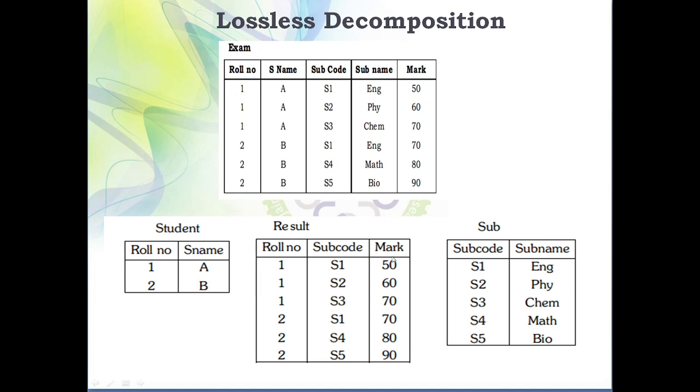Okay, this column is not there. So we need to join this table with this table, and we want to check whether we are getting this table back or not. Here we compare, what is the common attribute? Subject code S1. So here S1 is there, here S1 is there.